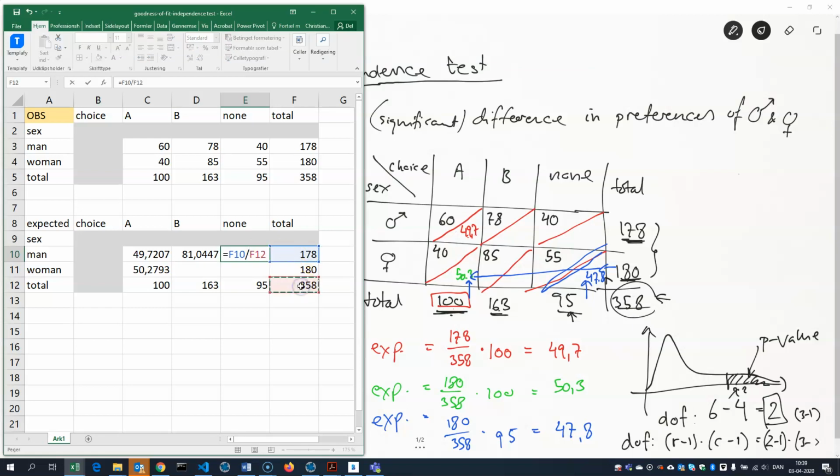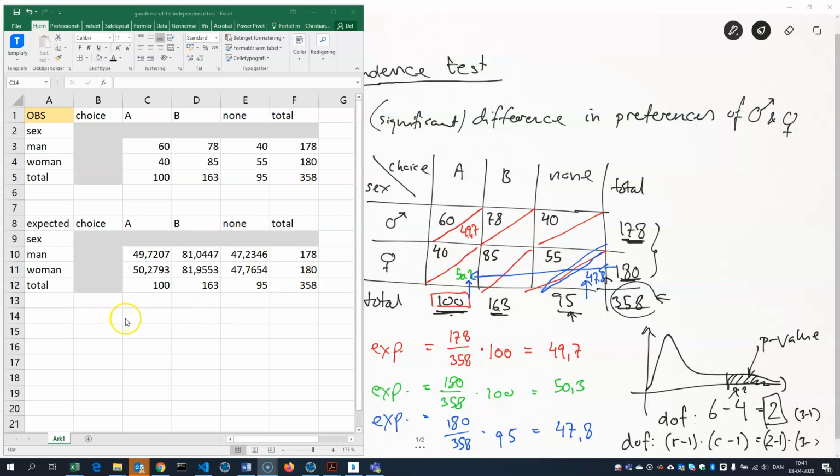Of course, you can automatize this if you want to use Excel. You can copy this, but you would have to fix some of the columns and some of the rows when you copy the formula, and I don't think it's worth the hassle when we don't have more observations than this. But if you had a large body of data, then you certainly would try to automatize this procedure here.